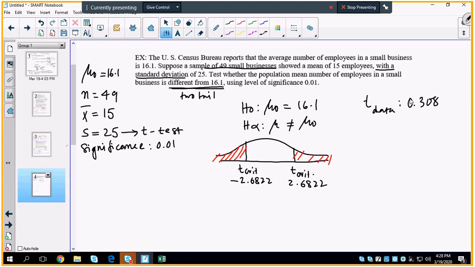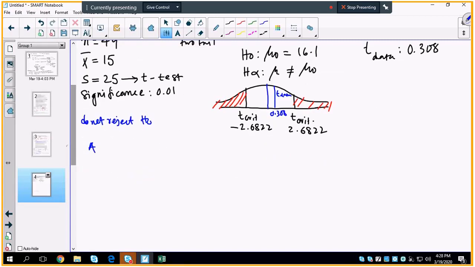Well, unfortunately, this one is not in the rejection region either. If this is 0, then it is somewhere here. That's your t data, and that is 0.308. So we're not going to reject the null. Answer of testing is do not reject the null hypothesis. Then we're going to interpret.